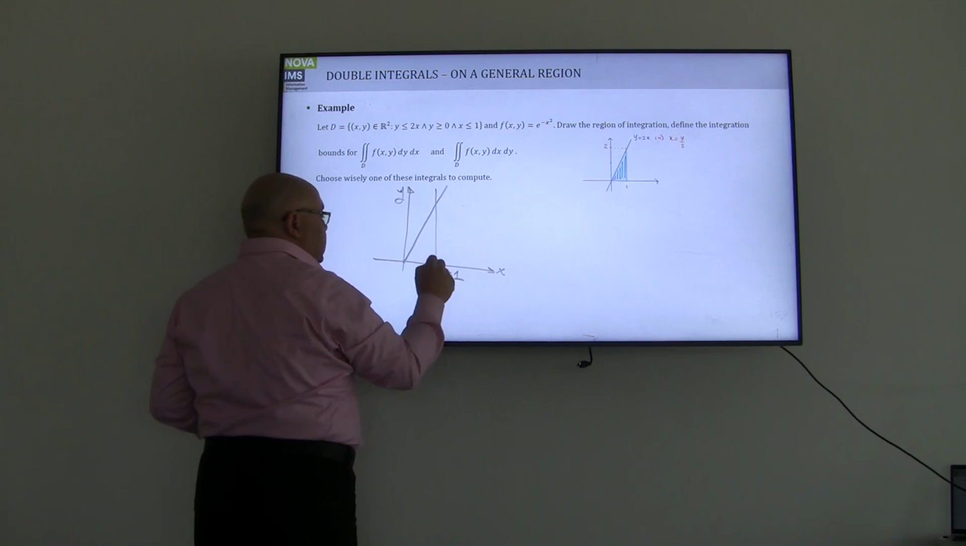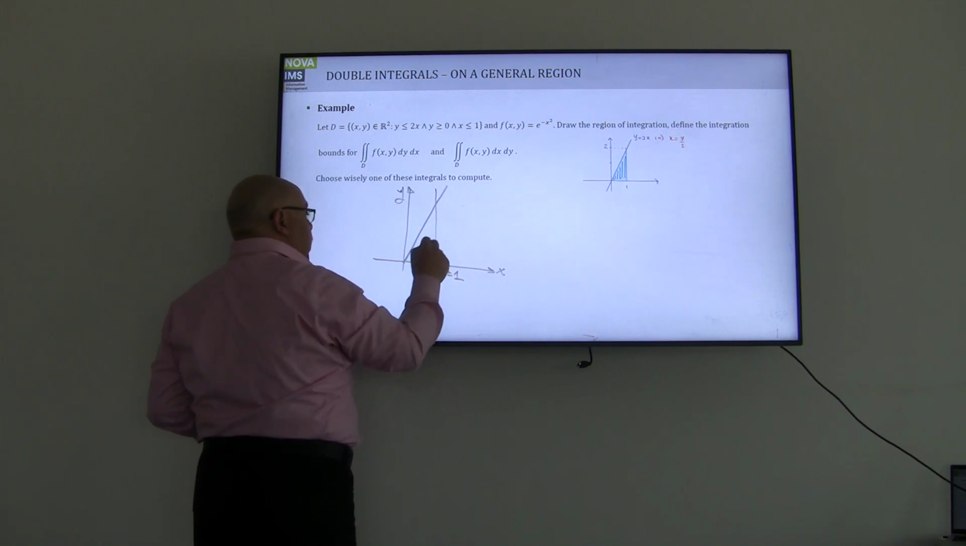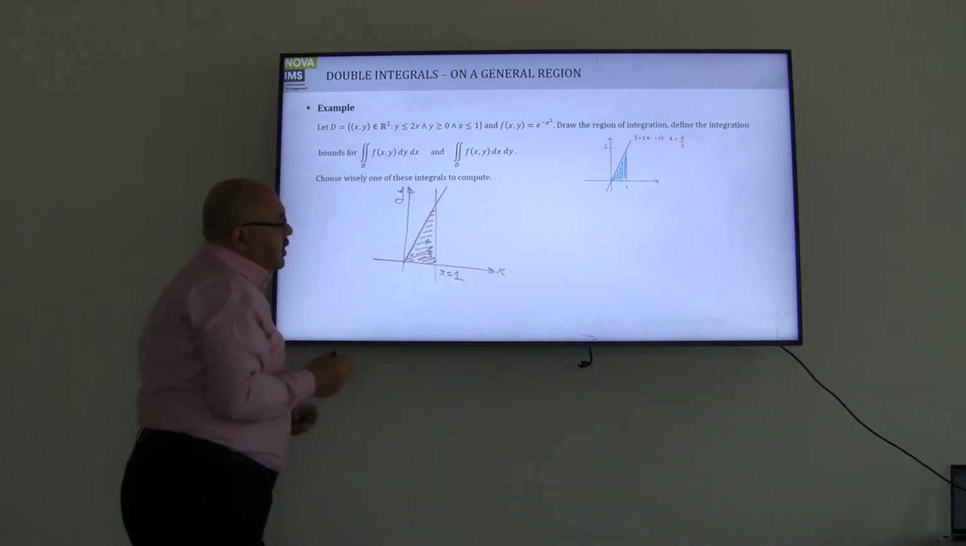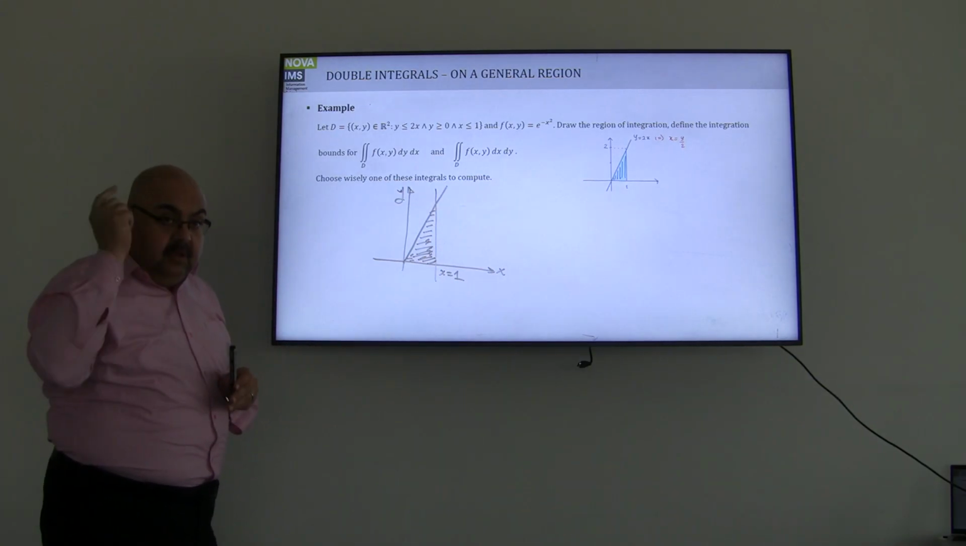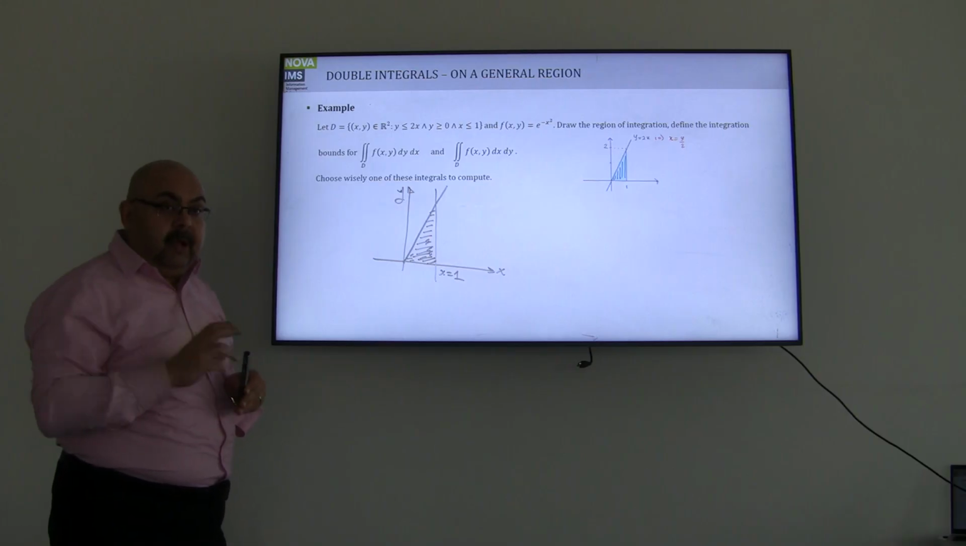This is the boundary, x is equal to 1. This is less than 1. That's the region that we are dealing with. Karim and Hussein, can you imagine the region that I'm talking about?